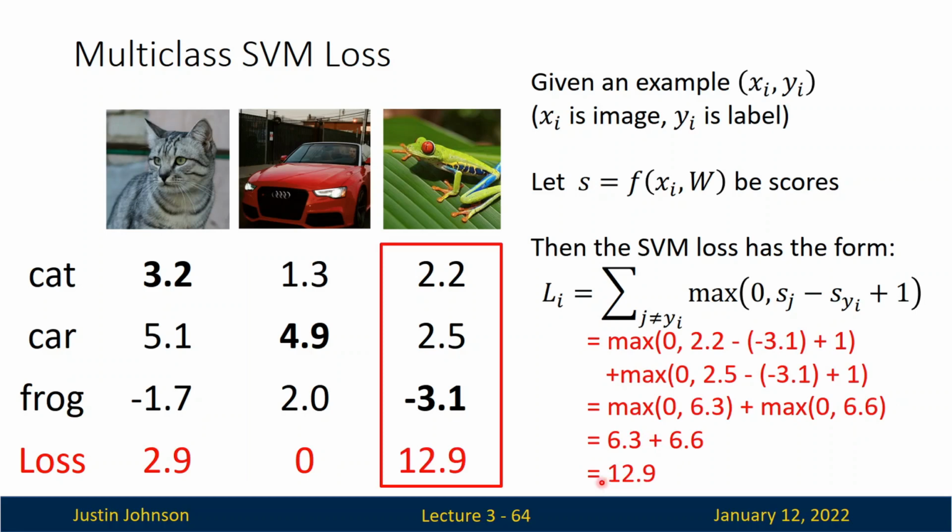And for this case, we know this is a frog image, but the classifier generated the lowest value here. So it is significantly wrong, and it contributes a lot of loss value here.